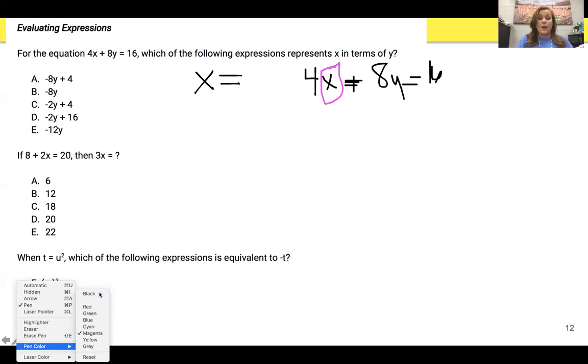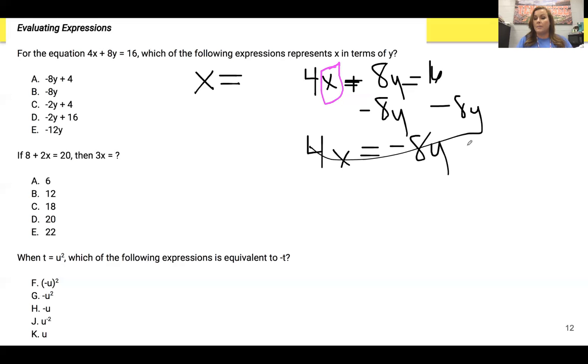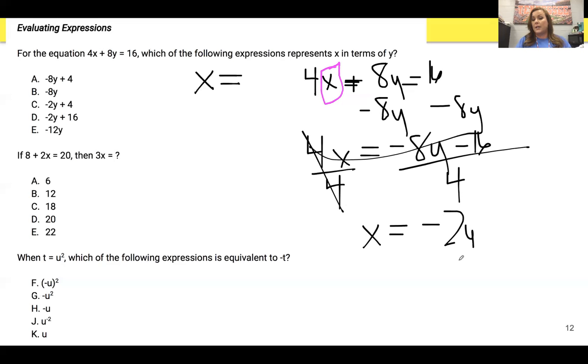So in order to do that, we need to get rid of this 8y over here. We need to move it to the other side. So now we've got, 4x is equal to negative 8y minus 16. Now to get x by itself, divide both sides by 4. That cancels. Divide this side by 4. So now we get x is equal to negative 2y minus 4.